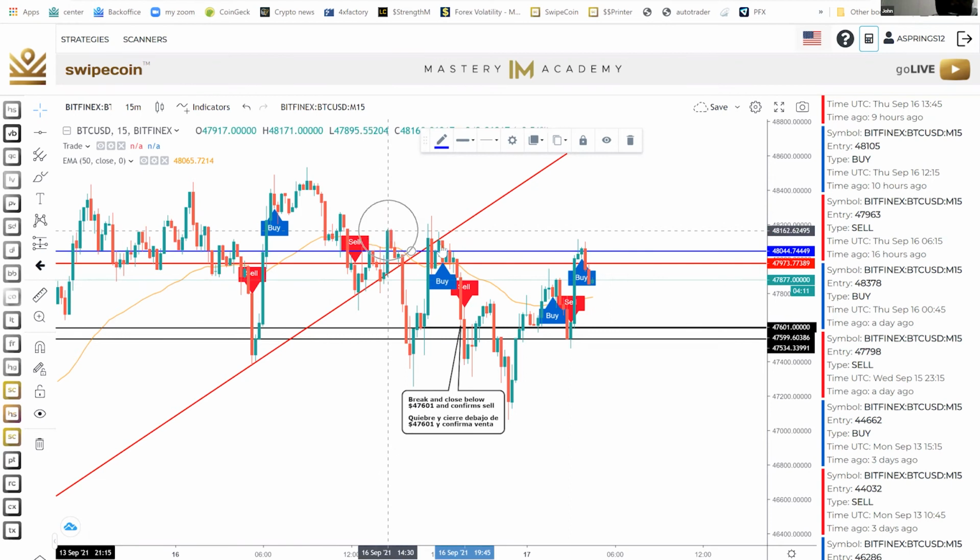Here, we see that, we know that this is probably getting ready to go. There's a good chance this is getting ready to go down like it did. So now I got in early because I was patient. I waited for the break and retest.